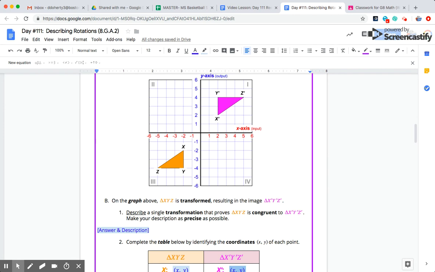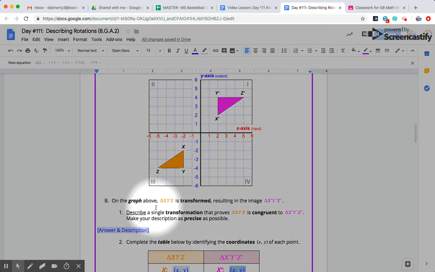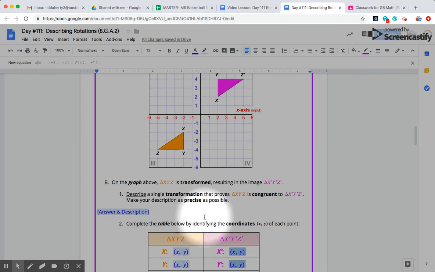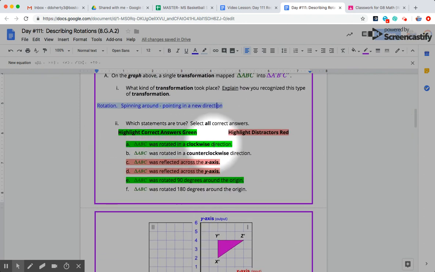Hopefully we've already worked through part B as well, you and your neighbor, but as we work through it, part B says, what is the single transformation? We'll go ahead and highlight that. What is the single transformation that proves this orange XYZ triangle is congruent, or the same size and same shape, as the pink X'Y'Z' triangle? When we describe that transformation, our description should be as precise as possible. What they mean by that is, talk about the direction we spin in, and talk about the number of degrees we spin.